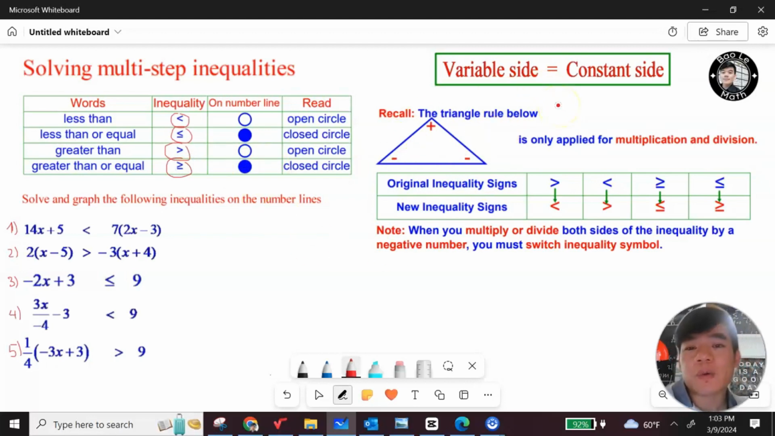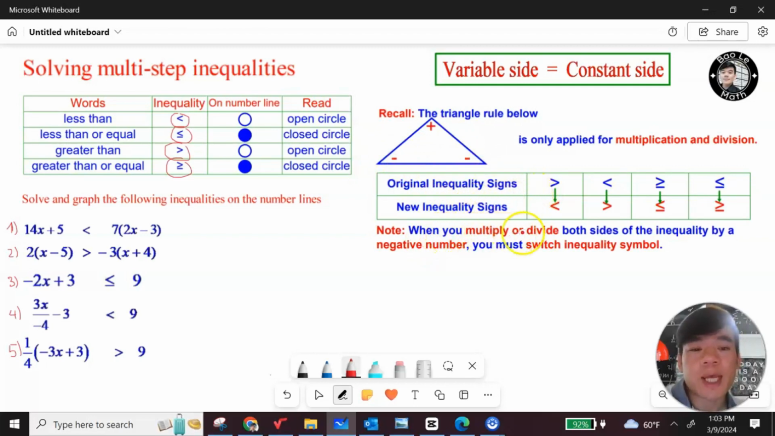When you solve an inequality or equation, always convert it into this form. The left hand side always contains variables. The right hand side always contains constants. Next, we have a trick. This is called the triangle trick. This will help you master multiplication and division of integers.